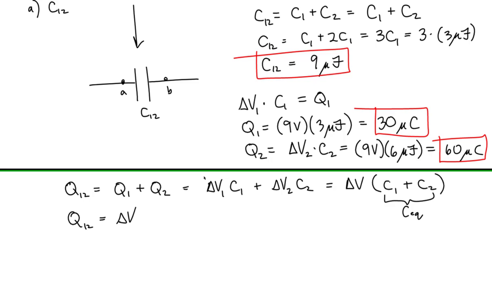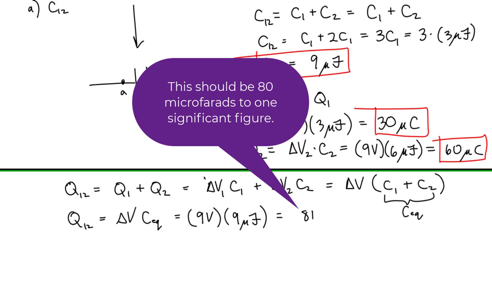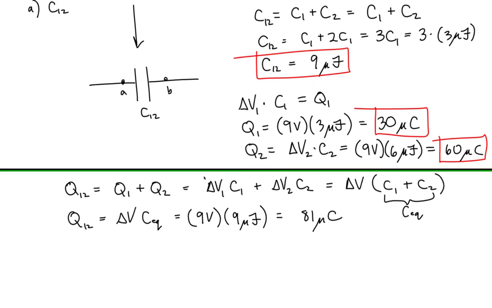So that product of the voltage across the equivalent capacitor times the equivalent capacitance gives us the charge of the equivalent capacitor. So this means that we have the 9 volts for the voltage across the equivalent capacitor times 9 microfarads for the capacitance of the equivalent capacitor. And this is equal to 81 microvoltfarads, which happens to be equal to 81 microcoulombs.